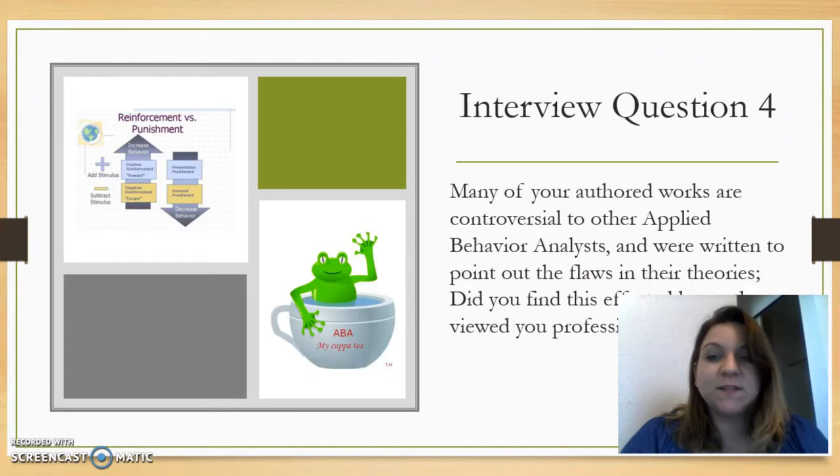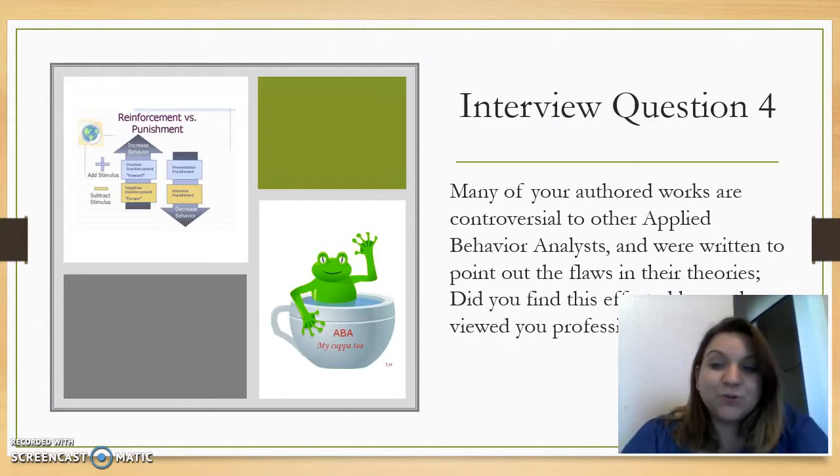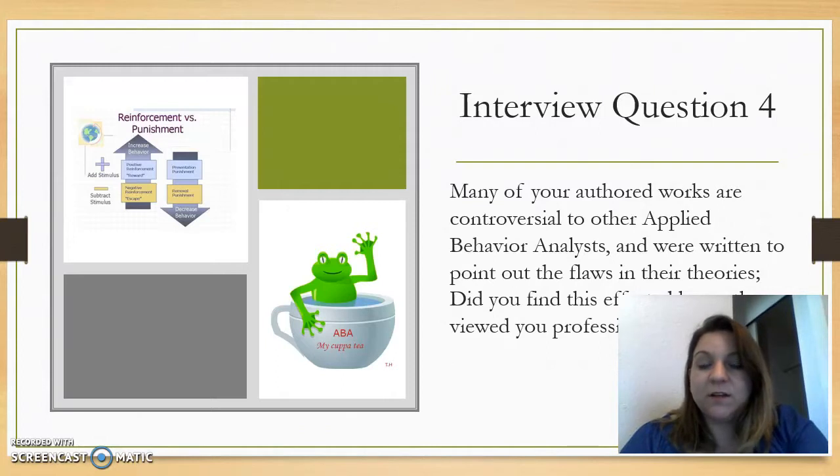The fourth interview question is, many of Hineline's authored works are controversial to other applied behavior analysts and were written to point out the flaws in their theories. Did you find this affected how others viewed you professionally in any way? So basically, because he wrote many published articles diving into the flaws in different experimenters' and researchers' terminology, and basically proving, oh, well, you thought you were a mentalist, but really your views directly correlate into radical behaviorism due to your terminology. Did that affect how other behavior analysts viewed him?